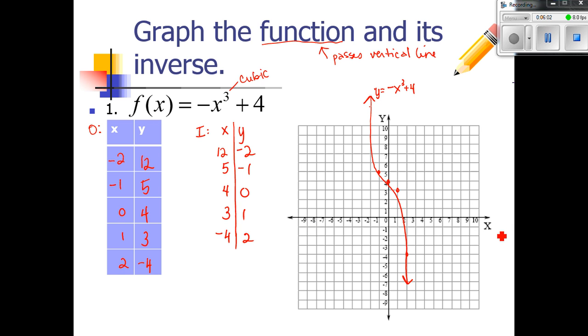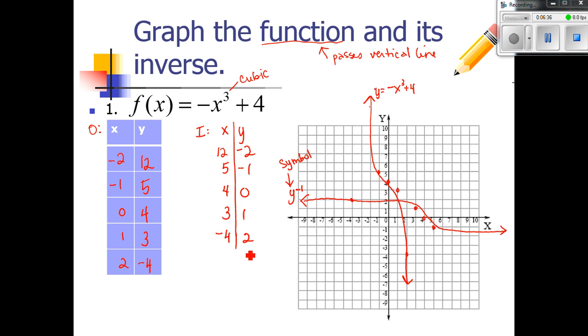So (12, -2) is going to be somewhere down here. (5, -1) is here. That's a better point for (0, 3), (1, -4), and (2). And again, we're going to graph that function. Okay, and so this is the inverse. So we call the inverse y to the negative 1. That's our symbol for inverses.